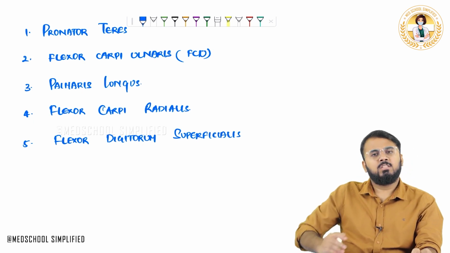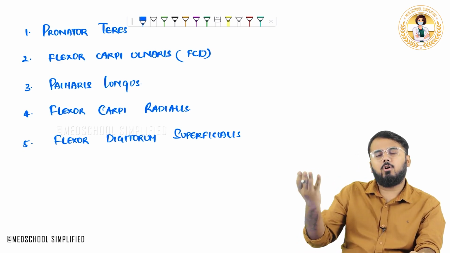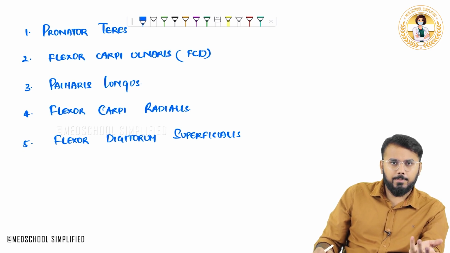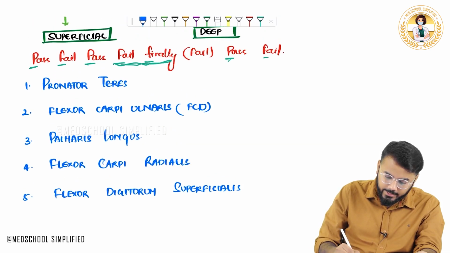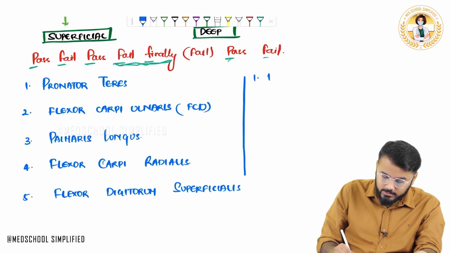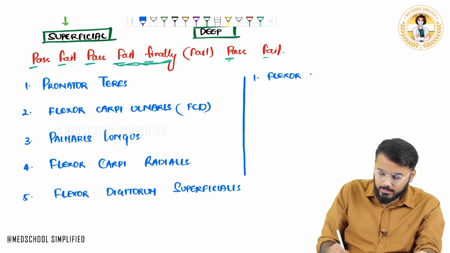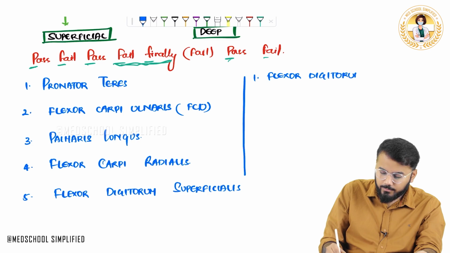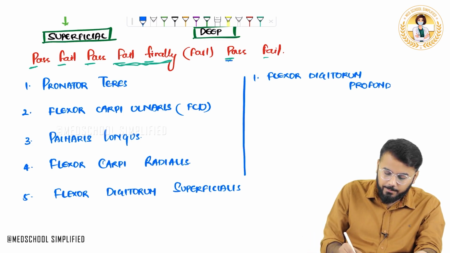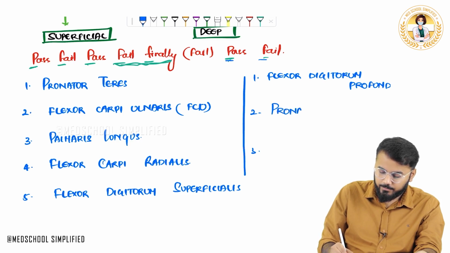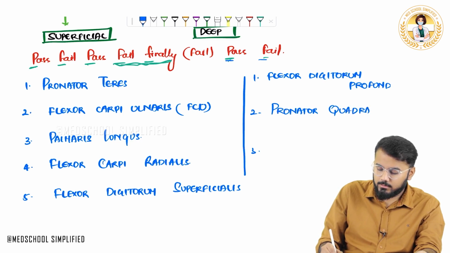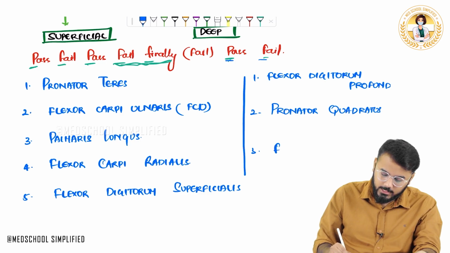Whenever I say flexor digitorum superficialis, there will also be profundus. When there is a particular superficial muscle, there will also be a particular deep muscle. So on the other hand I am writing down flexor digitorum profundus. And finally we have P and F. P stands for pronator quadratus. I will explain all these muscles in detail, don't worry. And the next one is flexor pollicis longus.